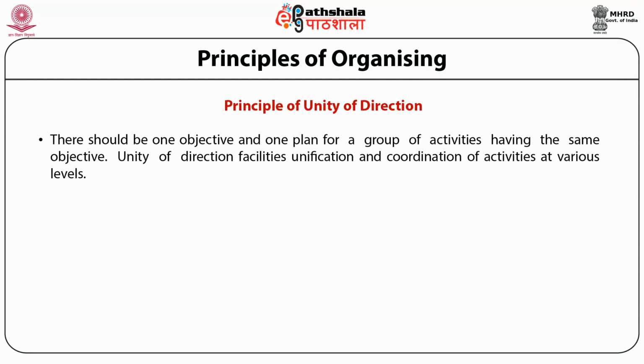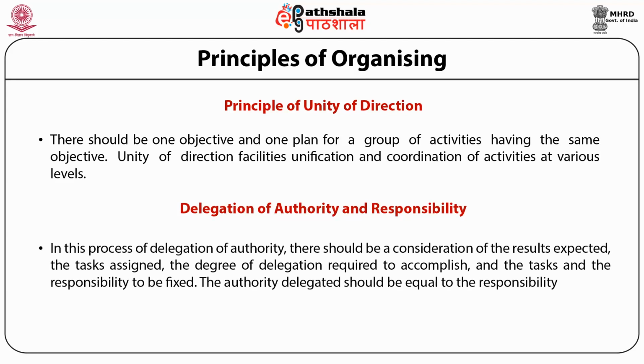There should be one objective and one plan for a group of activities having the same objective. Unity of direction facilitates unification and coordination of activities at various levels. Delegation of authority and responsibility. In this process of delegation of authority, there should be a consideration of the results expected, the task assigned, the degree of delegation required to accomplish the task, and the responsibility to be fixed. The authority delegated should be equal to the responsibility.